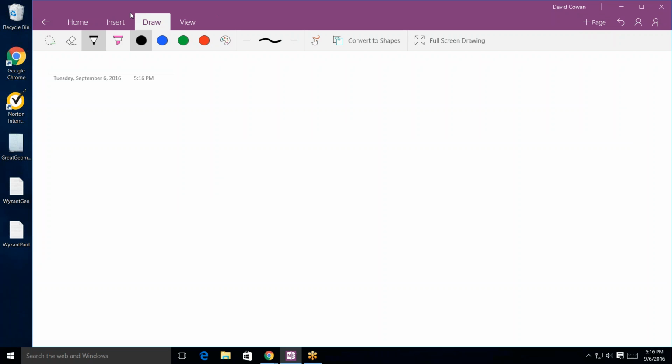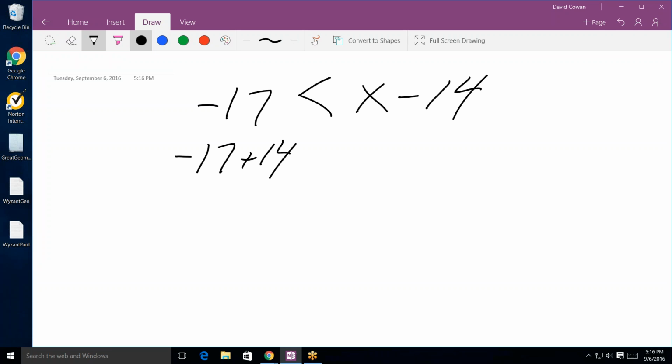Describe and correct the error in solving the inequality or graphing the solution. Negative 17 is less than x minus 14. Okay, let's first solve. Wait, no. I have to describe the error, so I have to do the thing they told me to do. So it's going to be negative 17 plus 14 is less than x minus 14 plus 14. Okay, that's correct. All I did was add 14 to both sides. Negative 3 is less than x. That looks correct.